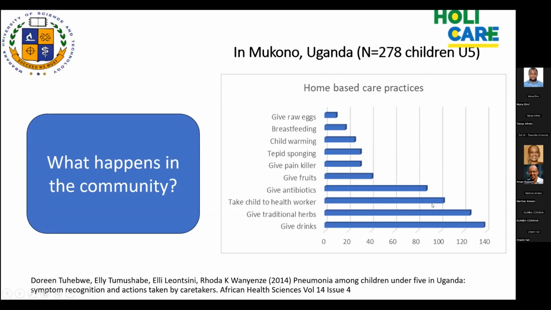About 100 out of the 278 would take a child to a health worker, but the majority would really try to do something before they take a child to the health worker, including things like giving raw eggs. Yes, many will get an over-the-counter painkiller. So there are many things that people end up doing before they even go to a health facility for these children with suspected pneumonia.